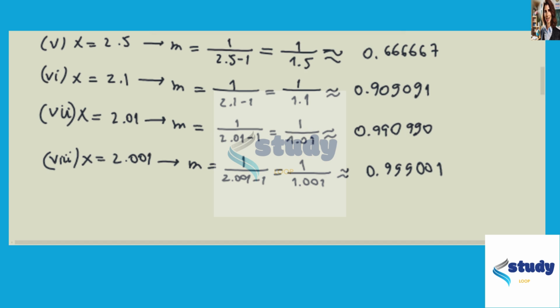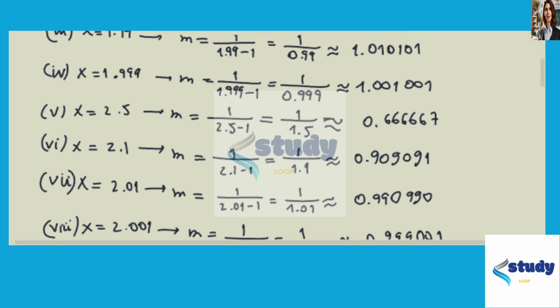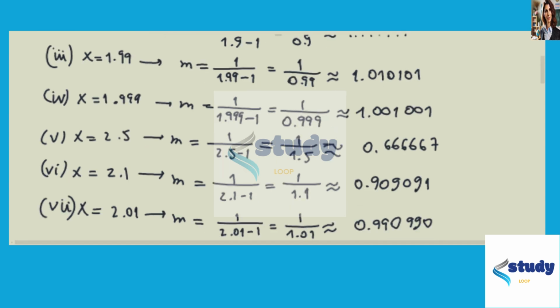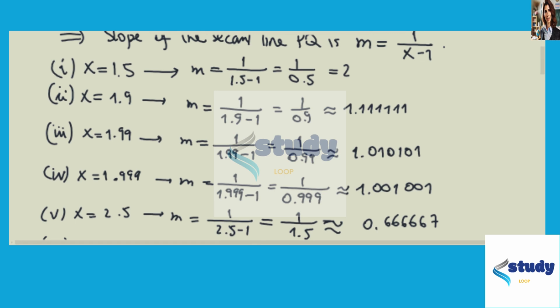Okay, so these are our approximations, and we see that for values of x closer to 2 but from the left, the value of the slope of the secant line PQ is getting closer and closer to 1 with values greater than 1.